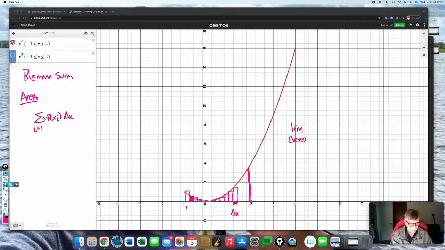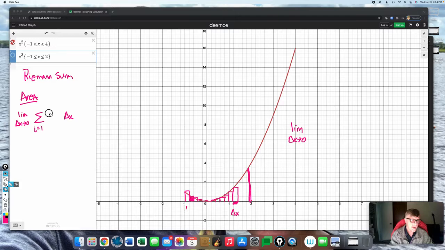okay, adds them all together. Now, if there's a finite number of rectangles, we're not going to get the exact area. So what we have to do is take the limit of this sum as delta x approaches 0. And what happens as delta x approaches 0 is the number of rectangles goes to infinity. Wow, right? It's an infinite sum, right? So that's kind of what a Riemann sum is.